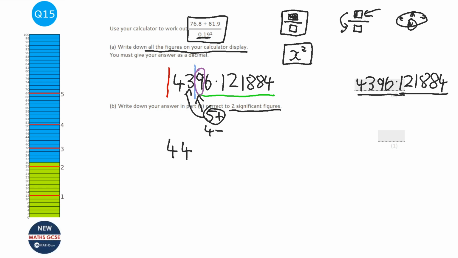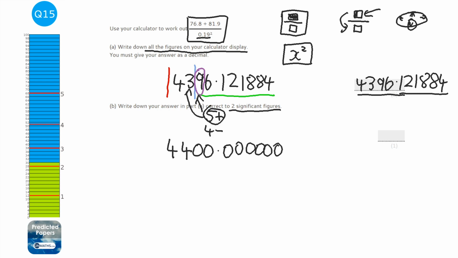Now, if you think about it, if you have a number 4,396.121884 written down, and someone says, "Can you tell me roughly how much that is?" Then if you say the answer of 44, that's not roughly 44. It's nowhere near 44. So the 9 and the 6 will turn to 0. And actually the other numbers do too.